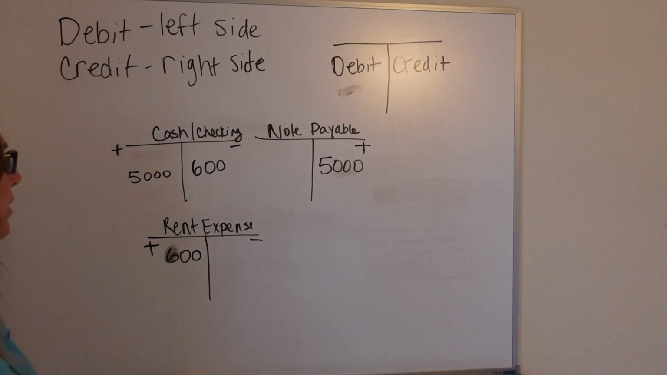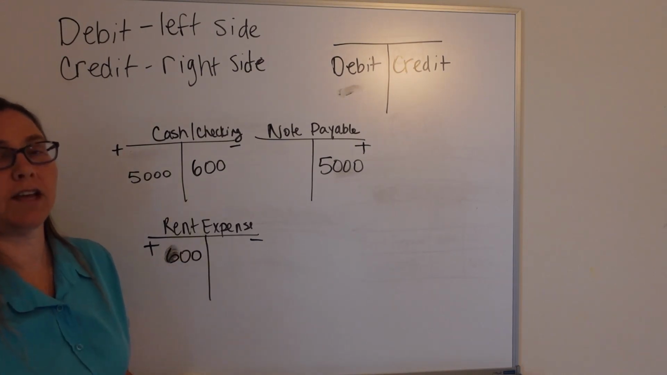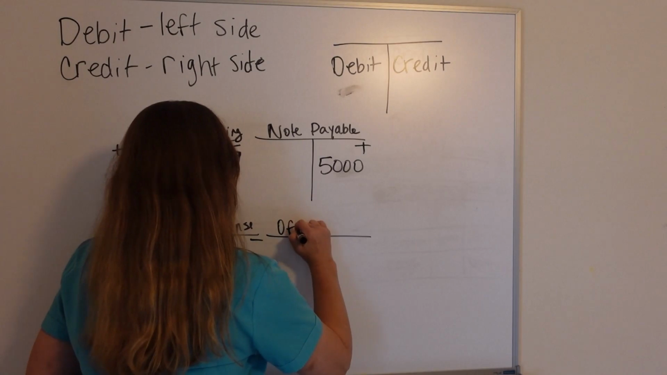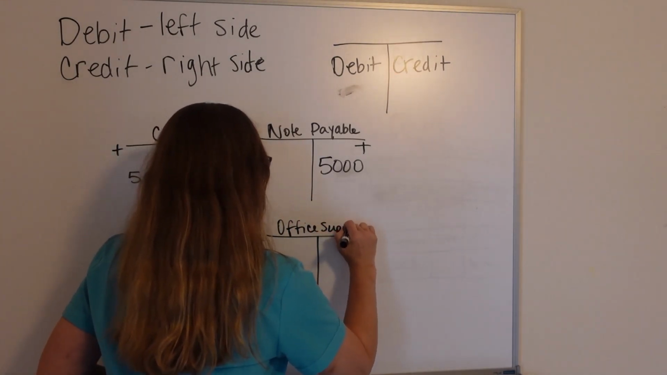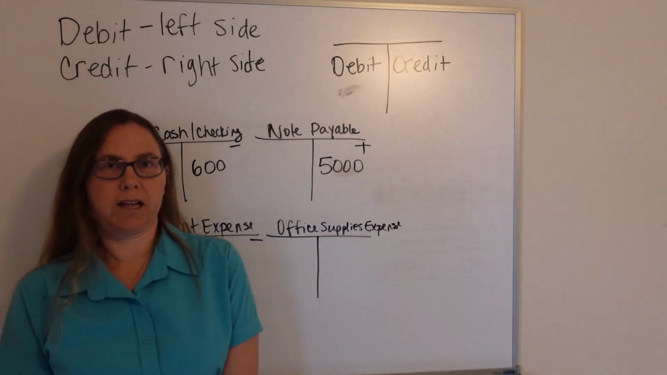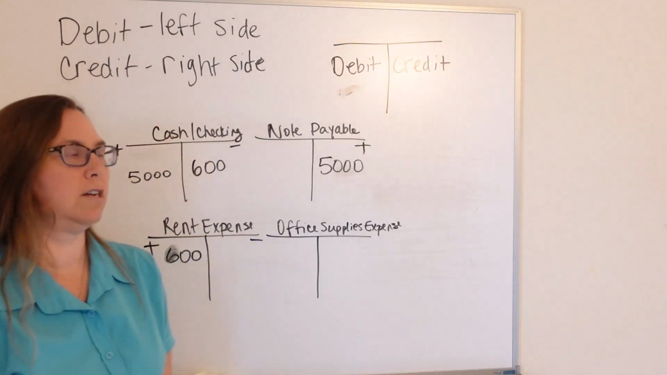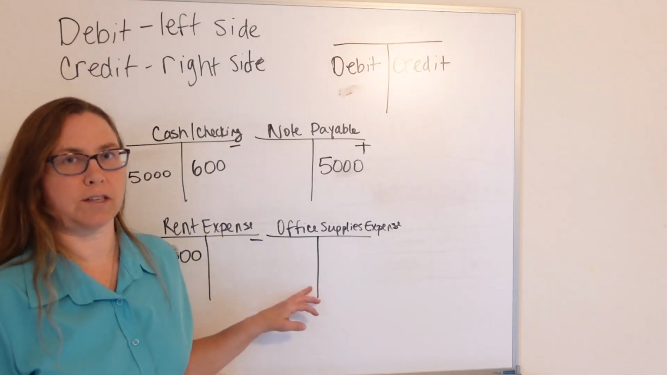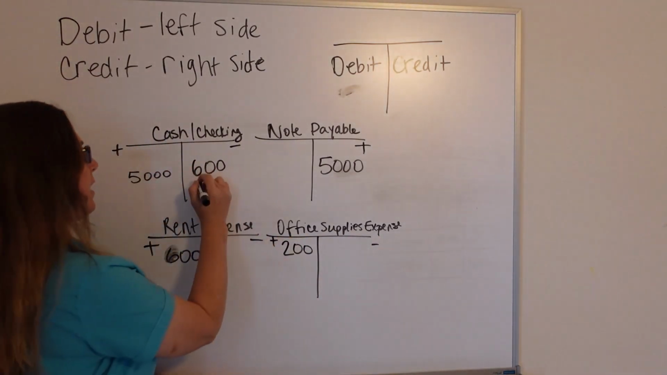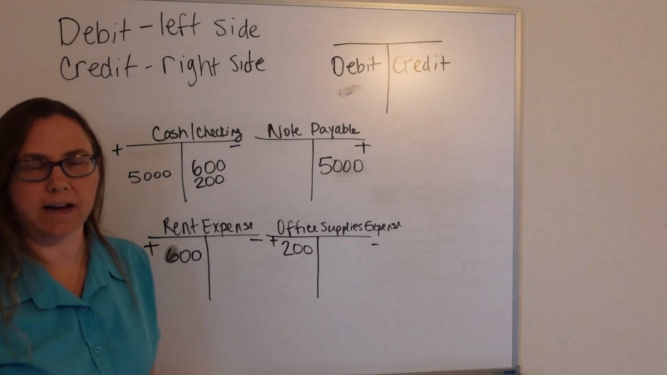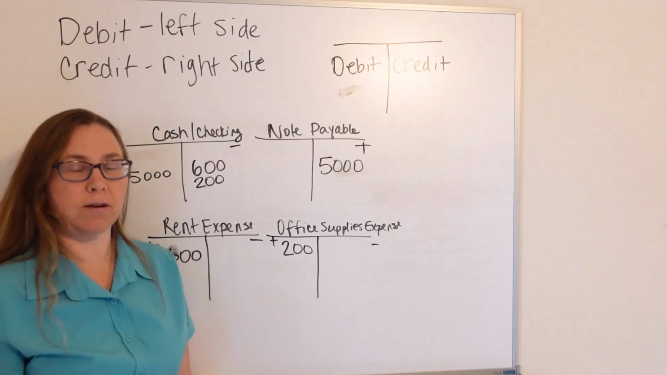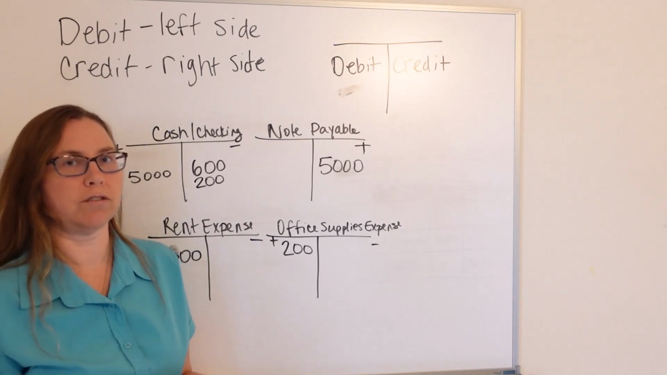All right, let's see if we can do another expense example. Now let's say you have to go to the store and buy some office supplies. Let's say you go to the store and you spend $200 on office supplies. You're adding to your office supplies expense account with a debit, and that's again going to take away from your checking account or your cash by $200, so that would be a credit here.